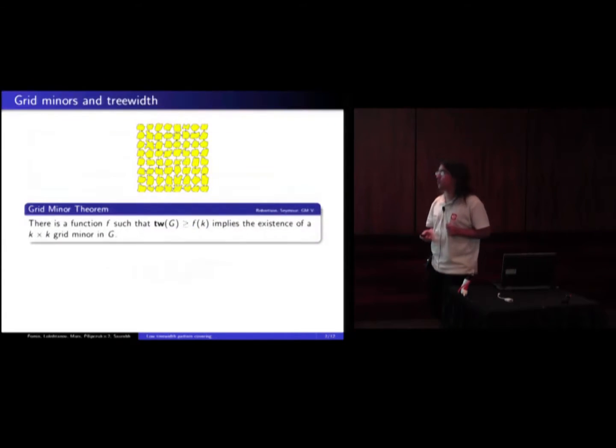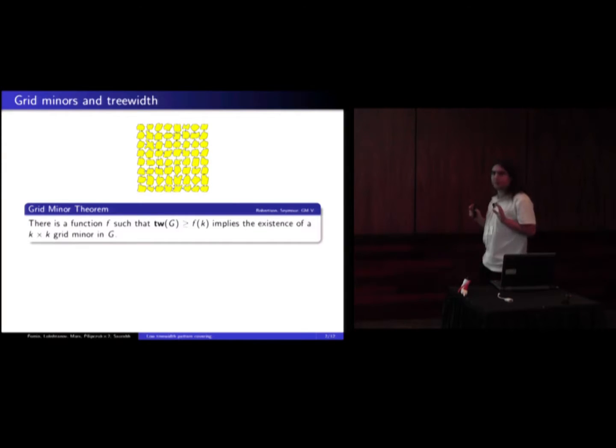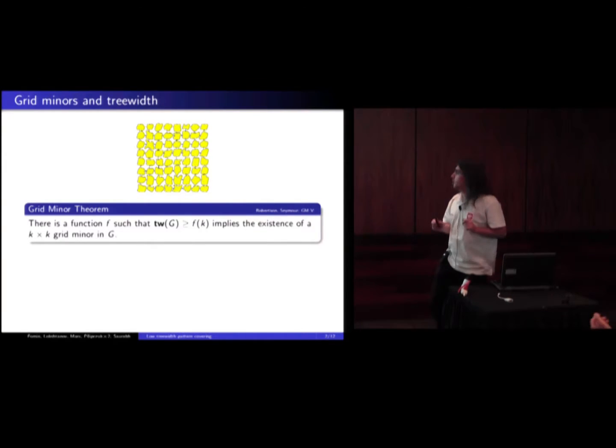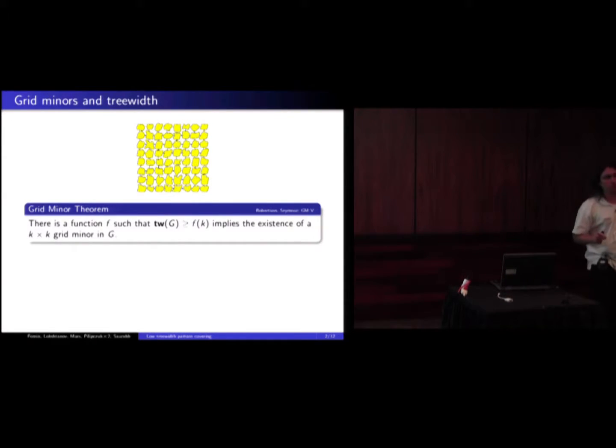So let me start the story with the classic grid-minor theorem, which philosophically states that the only reason why a graph does not look roughly like a tree is that it has a large two-dimensional structure embedded into it. More precisely, there is a function f such that if the treewidth of the graph is at least f of k, where treewidth is the standard measure of tree-likeness of a graph, then this already implies that there is a large k times k grid minor embedded in our graph, where a grid minor is a structure like this, where each of these blobs is just a connected set of vertices.